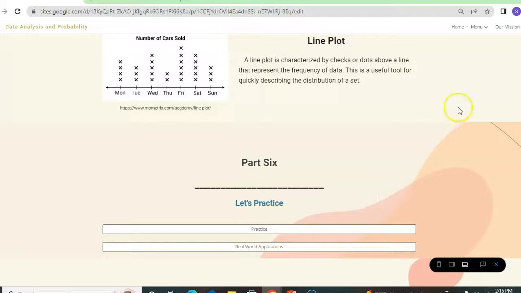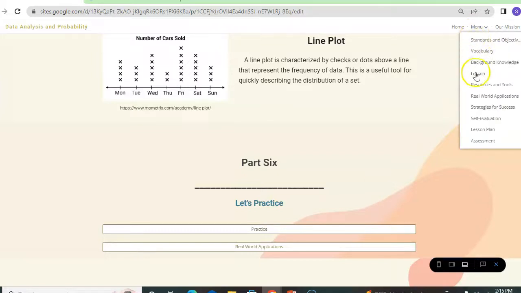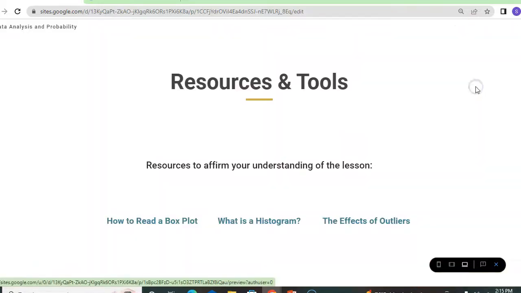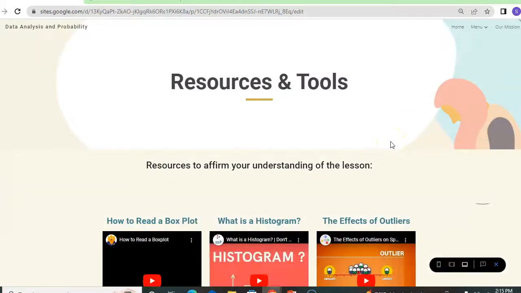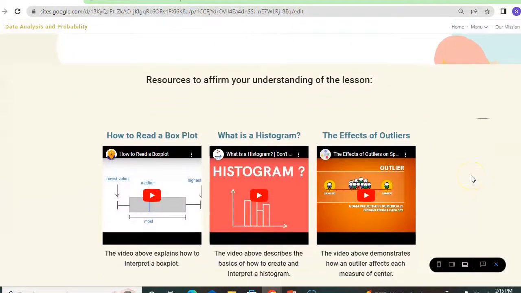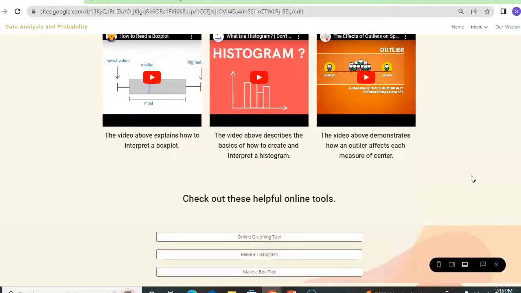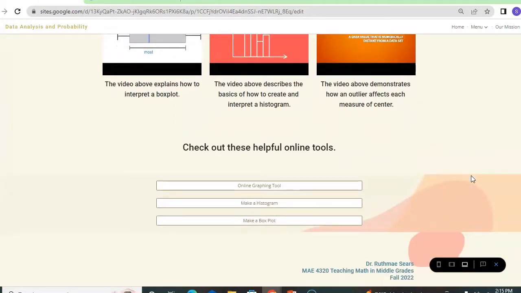After you've checked out the lesson, be sure to look at the Resources and Tools page. This page was designed to make your life easier. The resources below reiterate the lesson, and the tools at the bottom will help you to either graph online, make a histogram, or make a box plot.